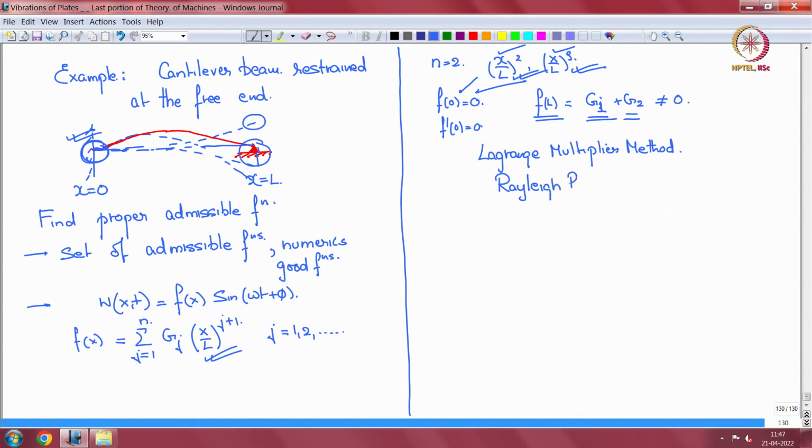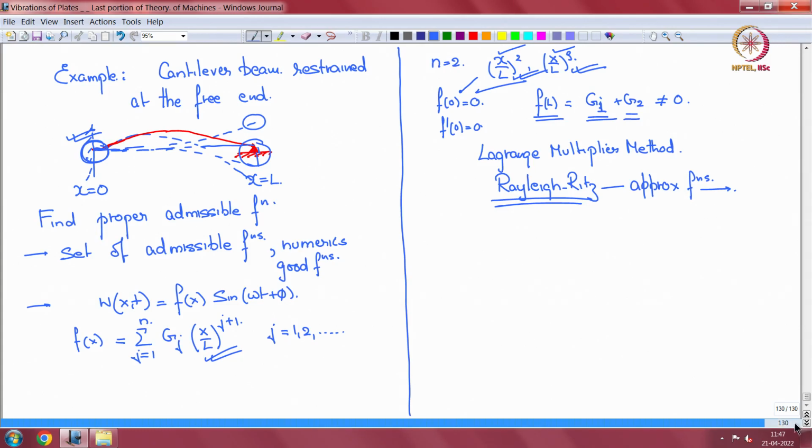Good morning and welcome to this next lecture on vibrations of plates and shells. We are in the topic of Rayleigh's method, where we are using approximate functions in a minimization setup to find natural frequencies and mode shapes, and we have seen a few examples.